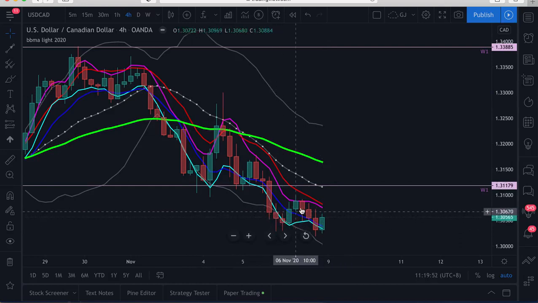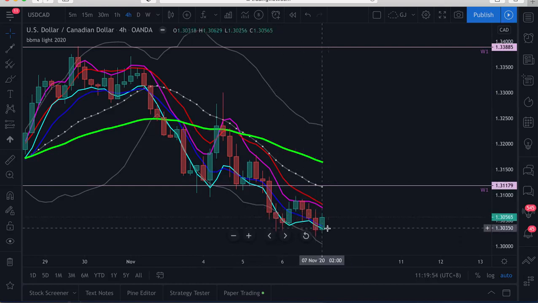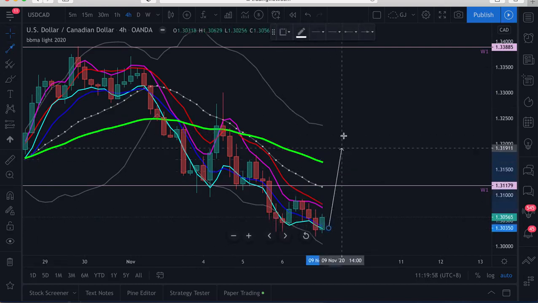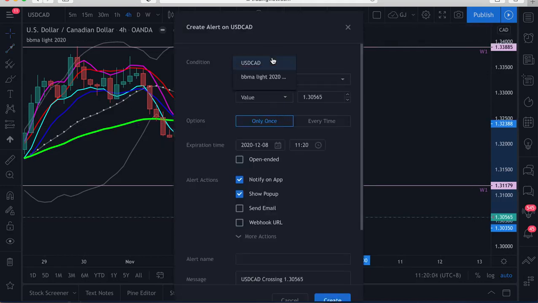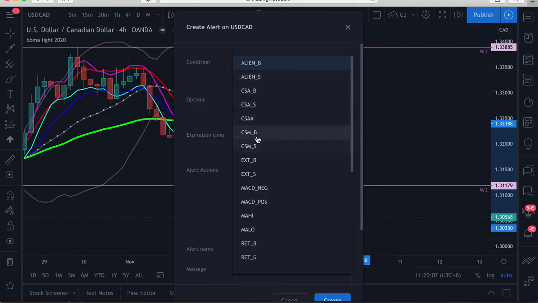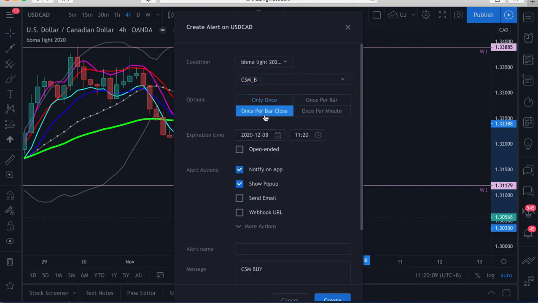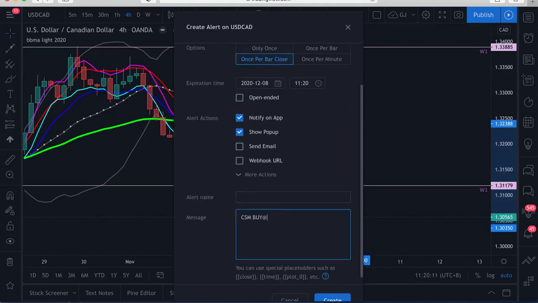This CSM re-entry, but now price closing inside the Bollinger Band. So you want to wait for this guy to go up, close above here, making a CSM. Okay, so we create alert, CSM buy at H4, and make sure it's above the EMA 50 as well.